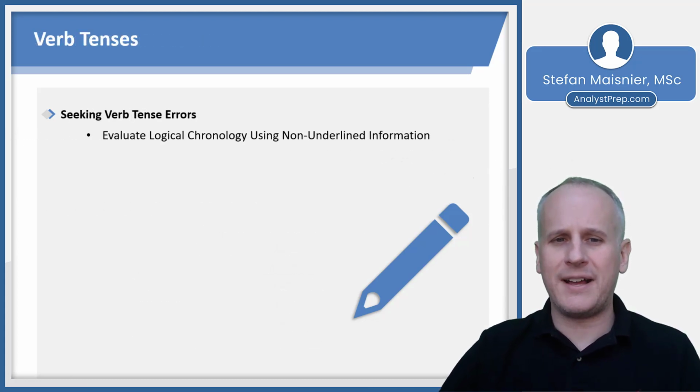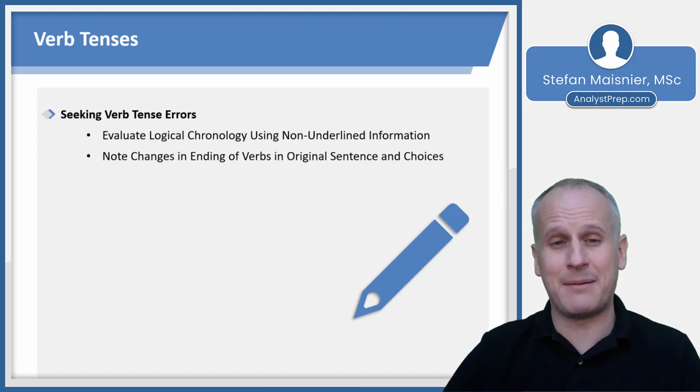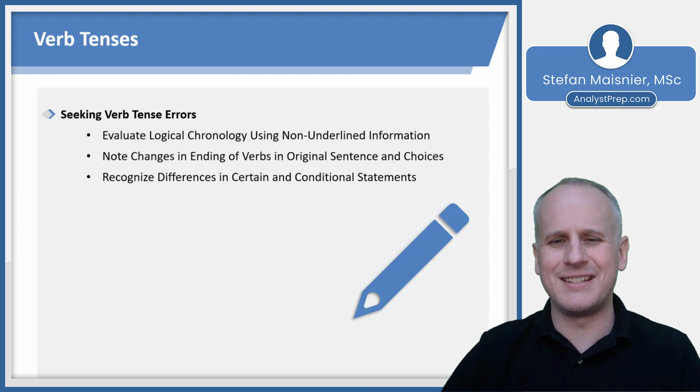So, to find verb tense errors, first just clinically evaluate the logical chronology in the sentences written using the non-underlined information that you know has to be correct. You'll also want to note the changes in the ending of verbs in the original sentence and in the choices, because if it switches from like an ED to an ES, that might be indicating a possible verb tense issue. And recognize the difference in certain and conditional statements in terms of meaning, because that too is something that very subtly can change the meaning of the sentence materially. And if you catch it, it may make the sentence correction go a lot more quickly.